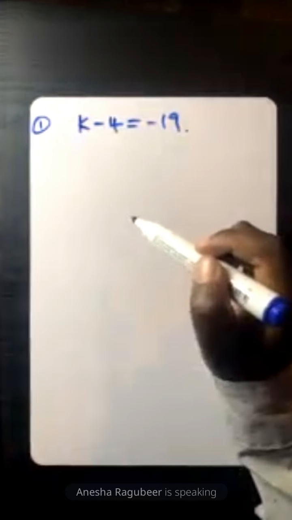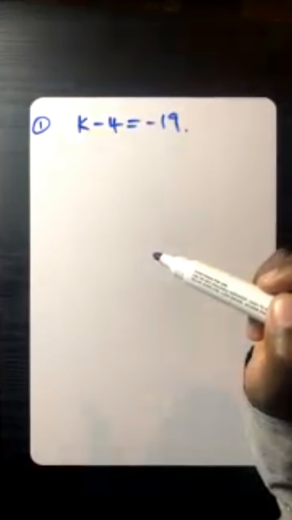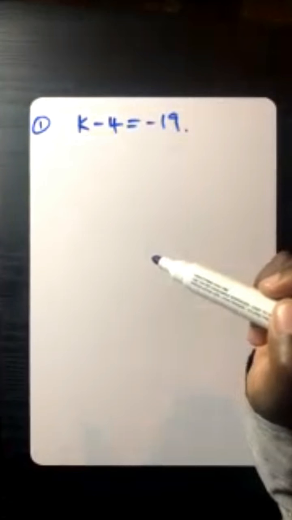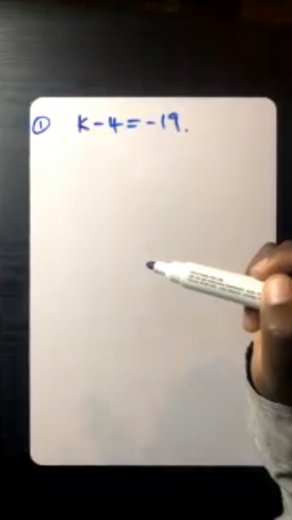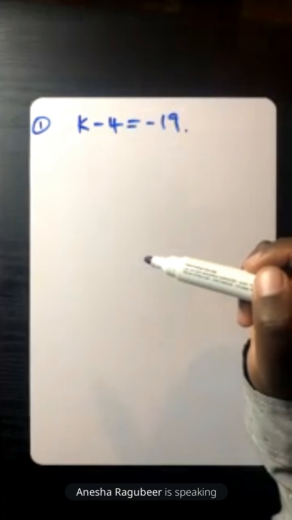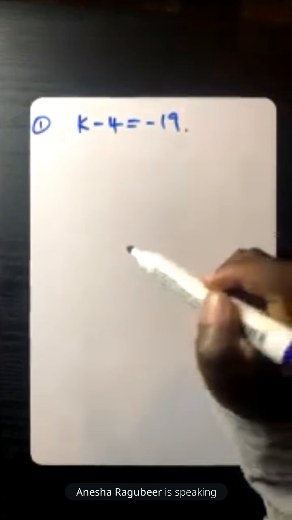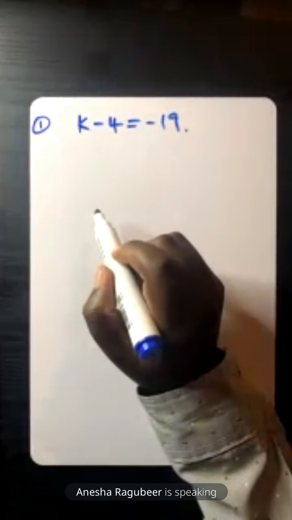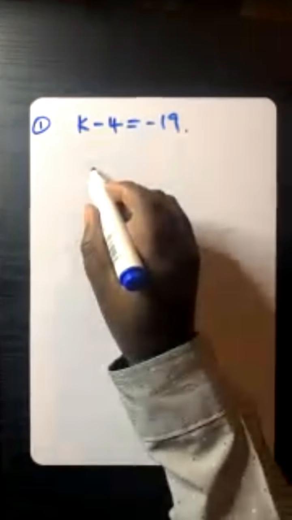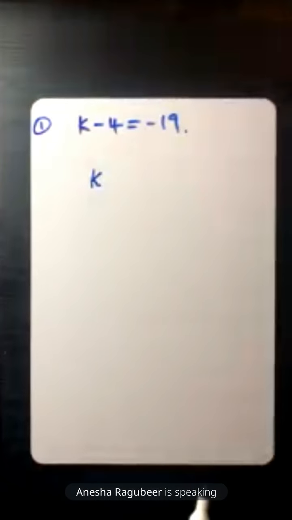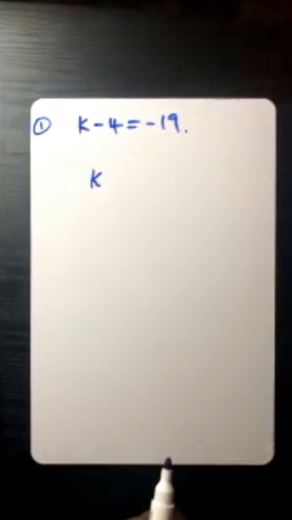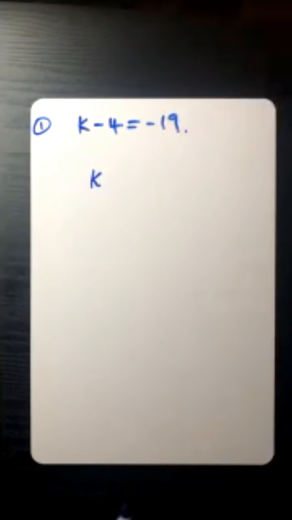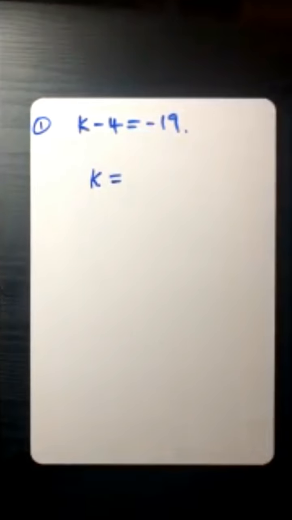Let's solve. And when we solve, let's apply the statement that you have just stated. So tell me what to write, Shreyas. You have to take K, which equals... Did you write K as it is? Yes, sir. Okay. Then you say it equals negative 19 plus 4.